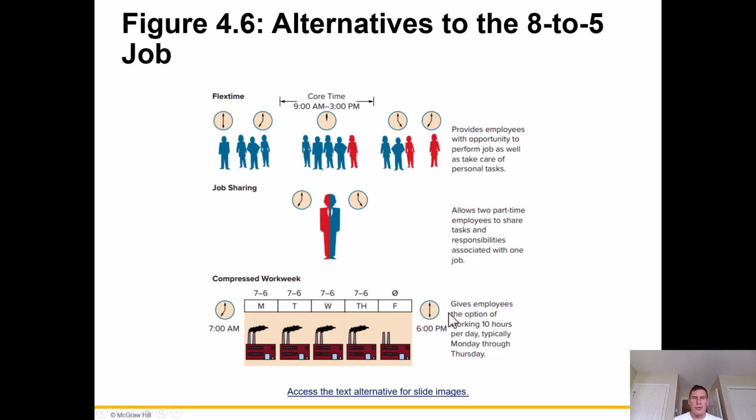So here we see some alternatives to the 8 to 5. Again, you've got the flex time. You can come in and leave within reason when you want. You've got job sharing where, again, it says two part-time employees. It could actually be more. Two would make sense, maybe they work 20 hours, but it could, in theory, be more than that. And then, of course, the compressed work week where, as I said, you work 10 hours a day, maybe Monday through Thursday, and that way everybody gets a 3-day weekend.